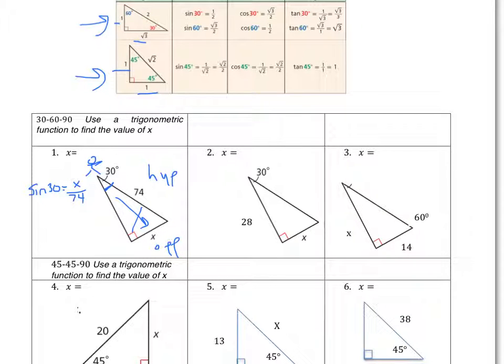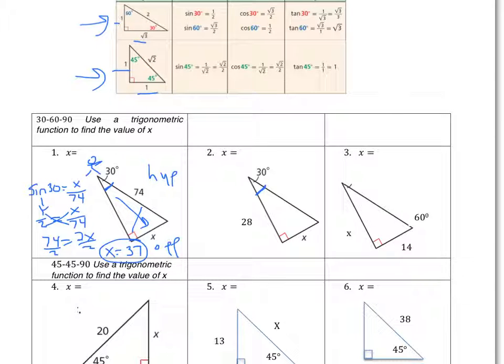And if I use the table at the top, the unit circle, whatever ratios, or if I use the hand trick from our unit circle, I know that the sine of 30 is really 1 over 2. And that would be x over 74. And then I crisscross, so 1 times 74, 2 times x, divide by 2. And x equals 37. Go ahead, pause, and try number 2.